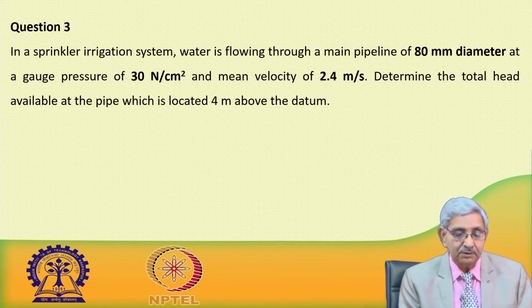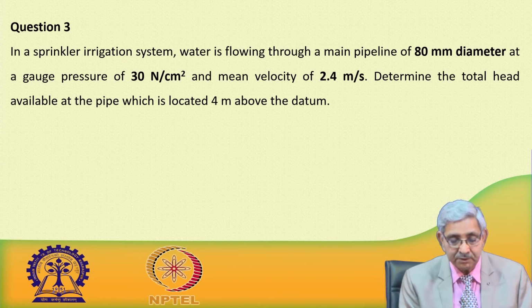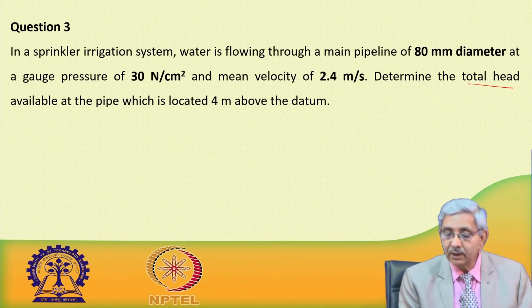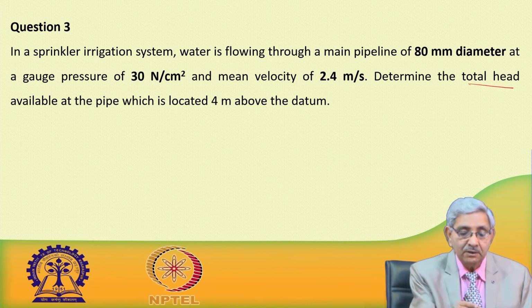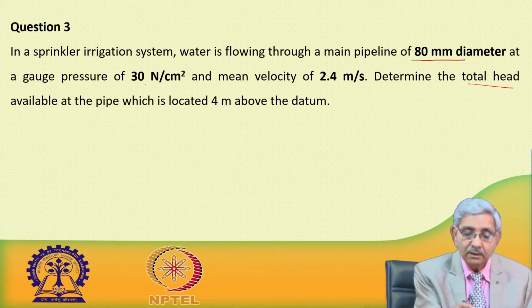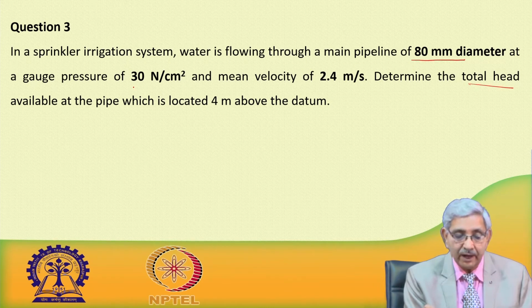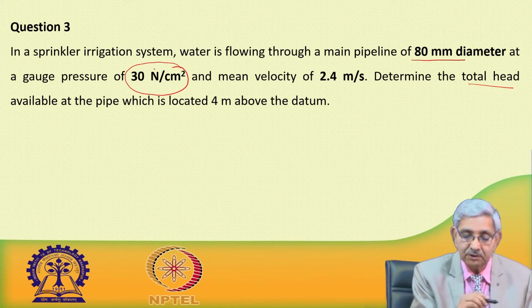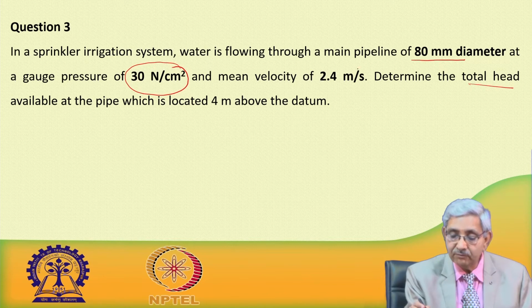Now, in the third question we will again be using the concept of fluid mechanics, how to obtain the components of total head. So, let us try to know from this. We have been given here a sprinkler system, where water is flowing in a pipeline of 80 millimeter diameter, and the pressure when it is tapped in this pipeline is 30 Newton per square centimeter, and the velocity of flow in this pipeline is 2.4 meter per second.